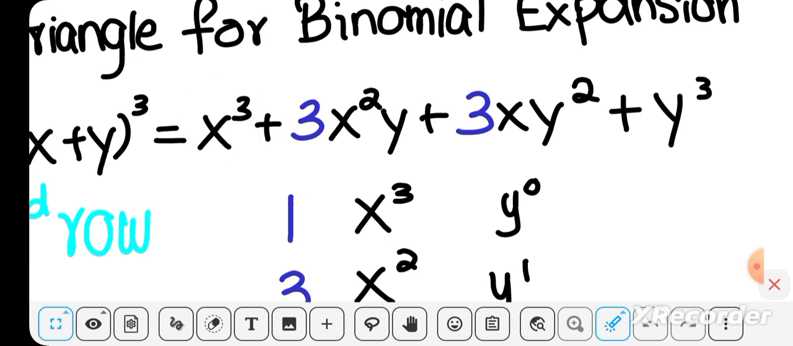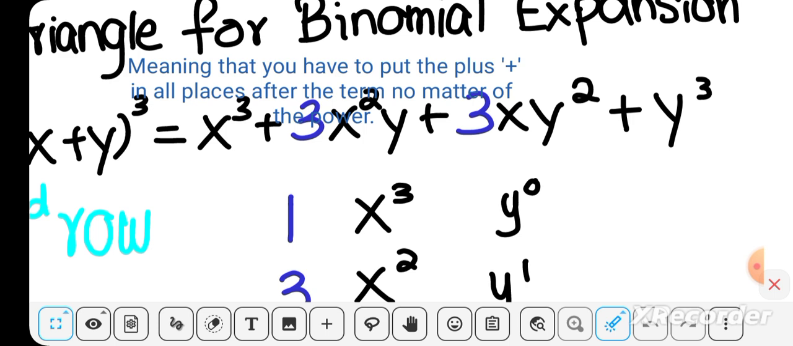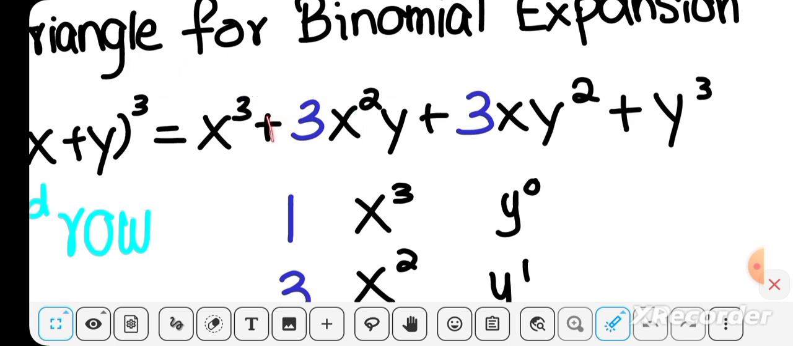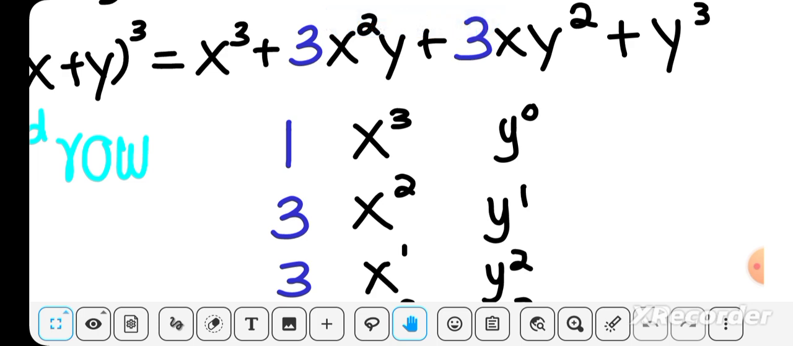Then you should know that the signs are always going to be positive for any integers. Even if this was 5 or any integers up or down, it's just going to be plus. So we are going to put the plus sign here. And going to the second row, we have 3 times x squared times y to the first power. So 3 times x squared, and y to the first power is just y, so we can just put y.